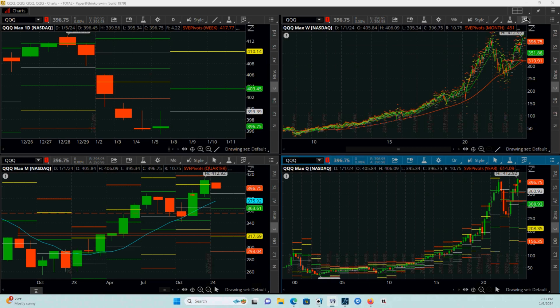All right, first one of the year. So let me just give you a quick overview. Quarterly chart, it's just going to be playing with yearly pivots. My monthly chart is going to have a 10 moving average.